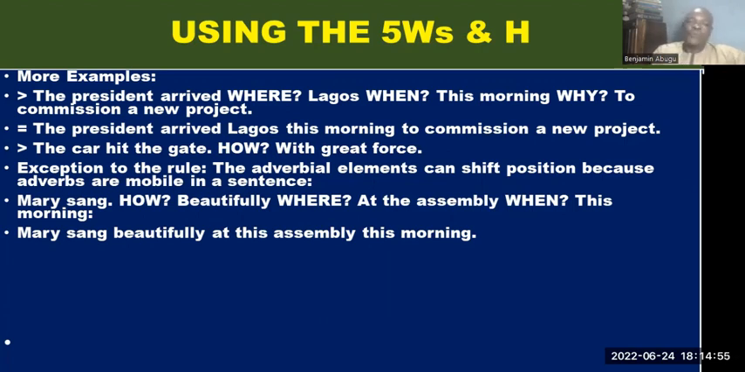For example, when you say Mary sang, then the natural question could also be how. How did Mary sing? Beautifully. That is an adjunct, all right? Mary sang beautifully. Where? At the assembly. When? This morning. If we put all the words together, we have distorted the order that we earlier stated. So there is an exception to every rule, all right? Now, when we put this together, what we have is: Mary sang beautifully at the assembly this morning, okay?